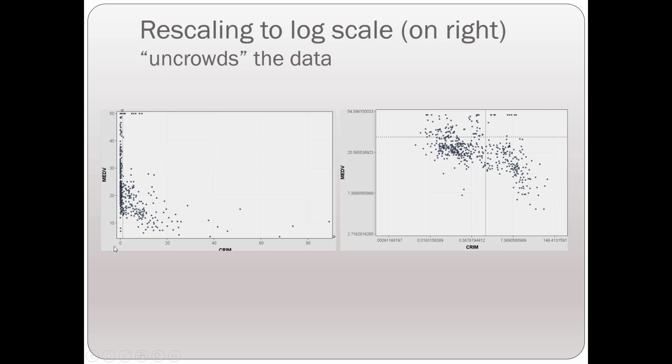So what we can do is change the scale, okay, to a logarithmic scale. So here it is a logarithmic scale, and when you change to log scale, it uncrowds the data, and then you can see more clearly what you cannot see all bunched up together here.